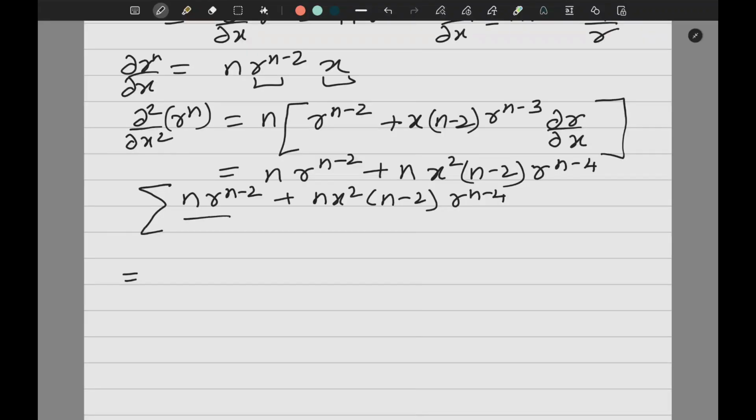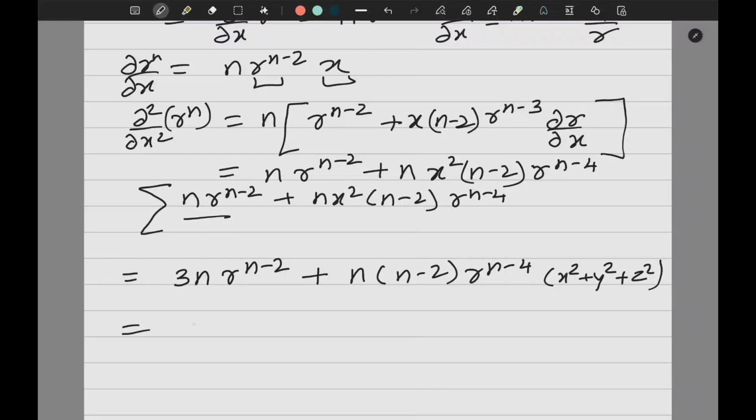So now see, this term will come in all the three terms. So 3n r to the power n minus 2 plus, here since x is there, it will not become 3 times. I'll write down the common thing, n minus 4, and I'll get x square plus y square plus z square, right? So this is 3n r to the power n minus 2 plus n minus 2 r to the power, this is r square, so it will become n minus 2.